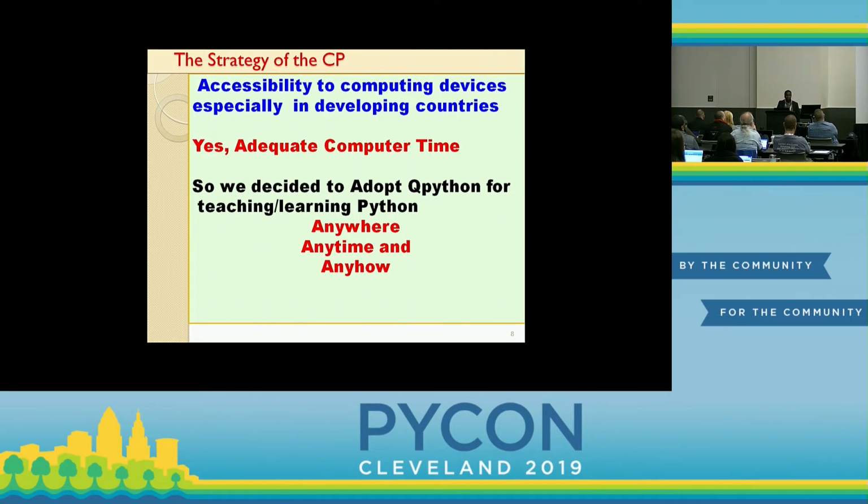The first thing is accessibility to computing devices, especially in developing countries. Here, you have a computer science lab or a computational physics program. You need a computer lab, because if you are taking a computational physics class for 3 hours, you need an equivalent 3 hours in the computer lab.